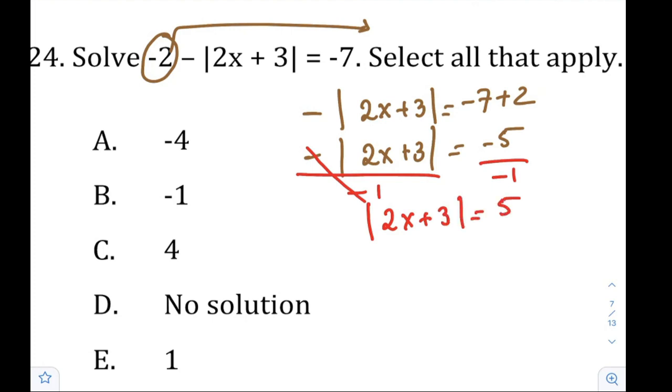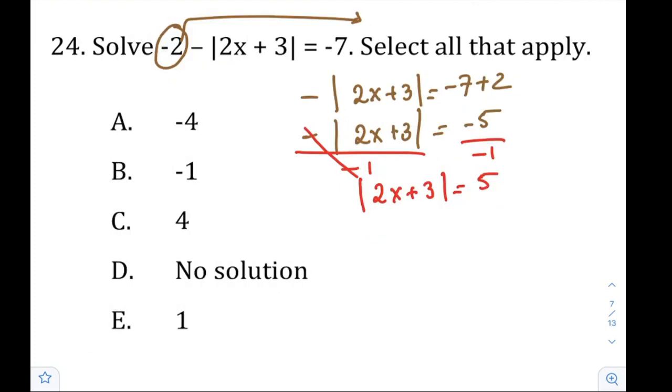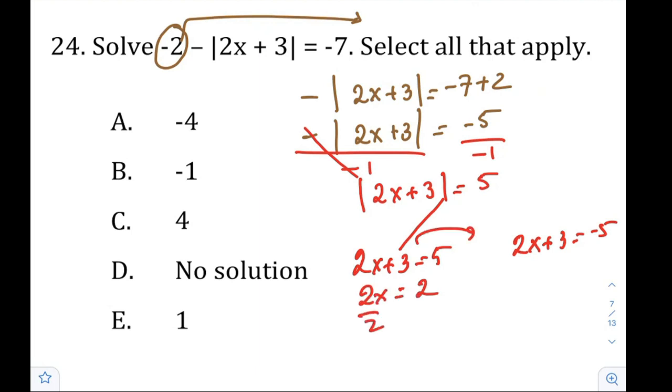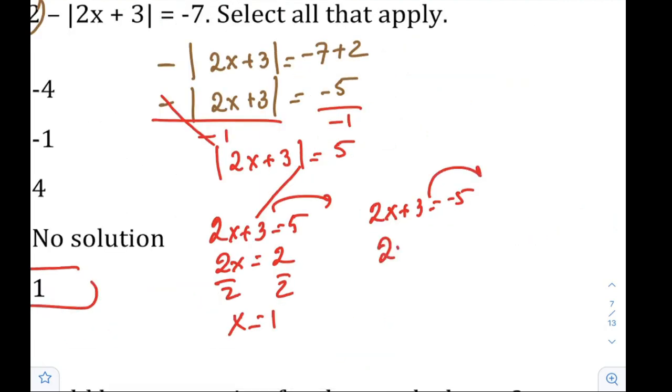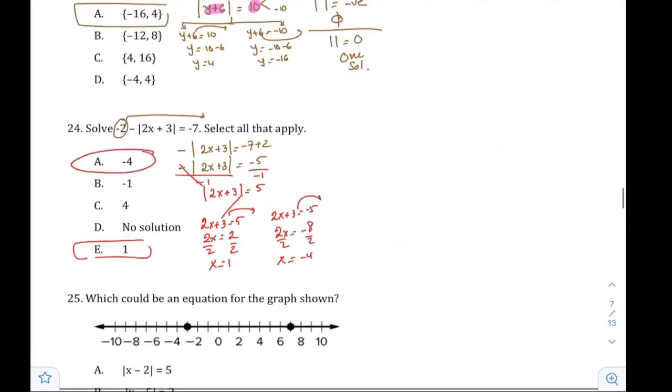Since it is equal to a positive number, we have two cases. Case 1, when it is equal to 5. Case 2, when it's equal to -5. Solve each one individually. 5 minus 3, 2. So x is 1. This is one of the solutions. The other solution, 2x is -5 minus 3, which is -8. And x is -4. So this is another solution.